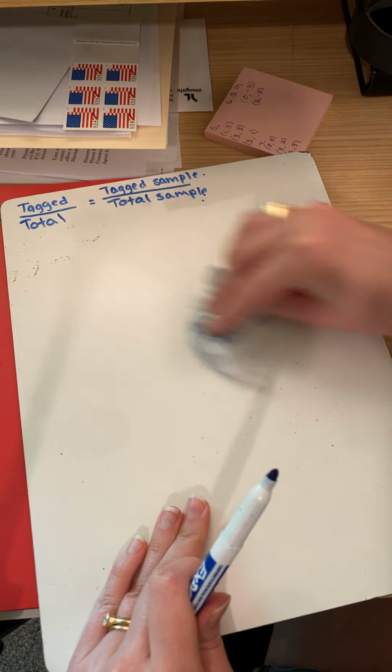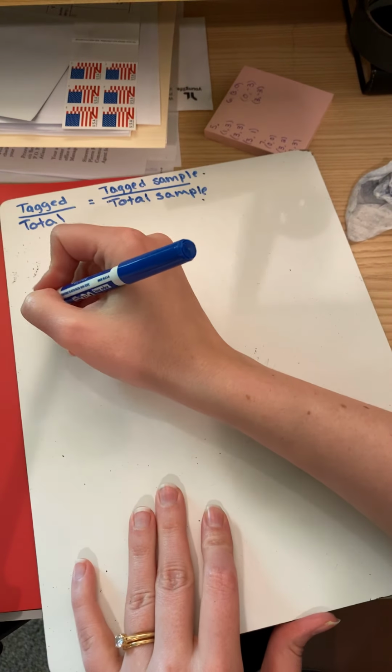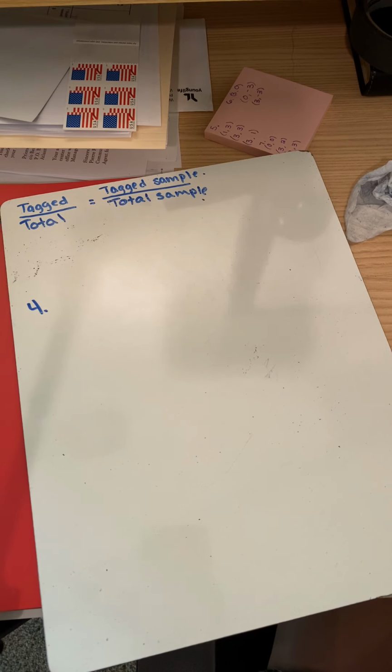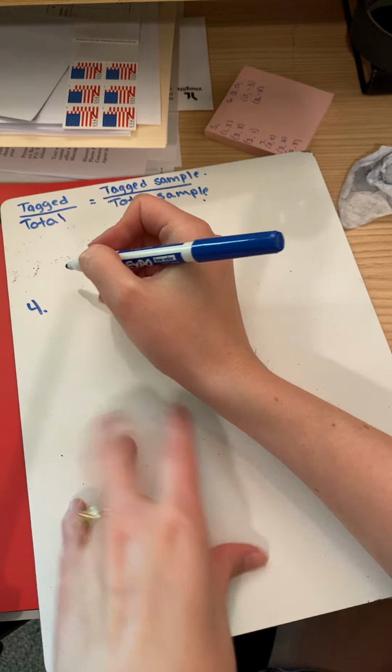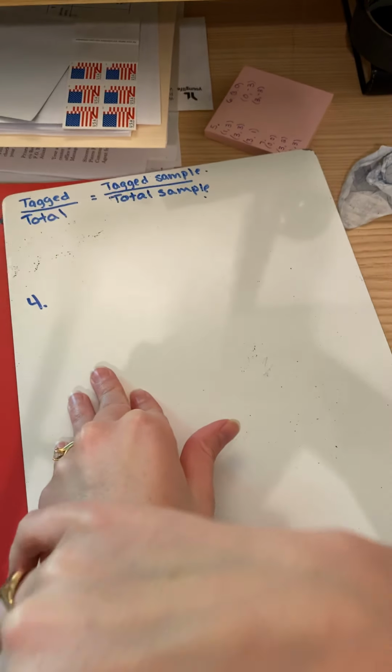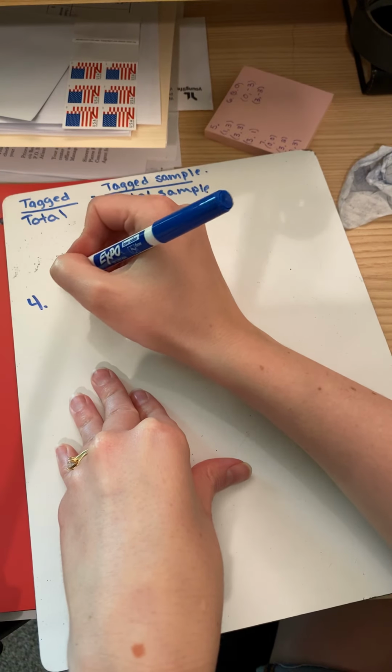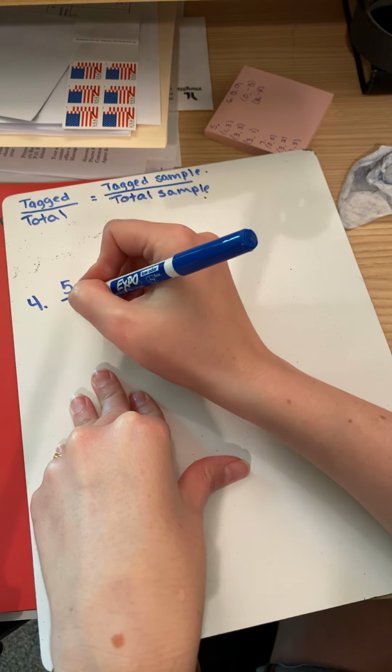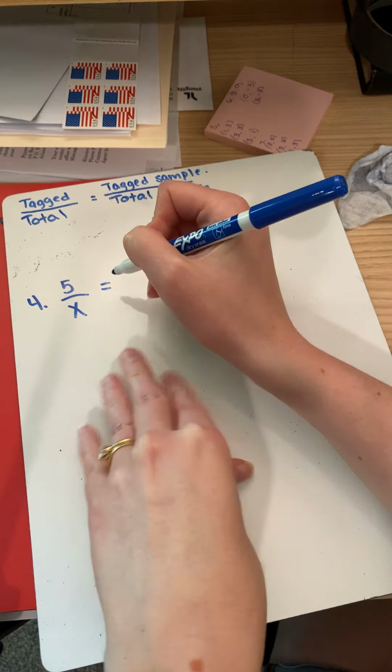Number 4. Number 4 says, other researchers caught and tagged 5 spotted owls. Later, they caught 7 owls. Of those, 4 were tagged. Estimate the spotted owls in the forest. So, this is smaller numbers. Doesn't matter, though. Other researchers caught and tagged 5 spotted owls. Out of how many? We don't know. That's what we're solving for.